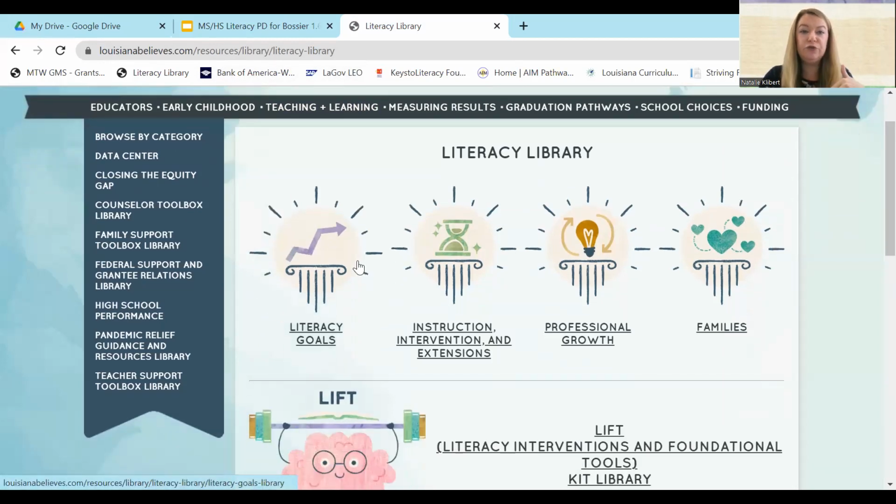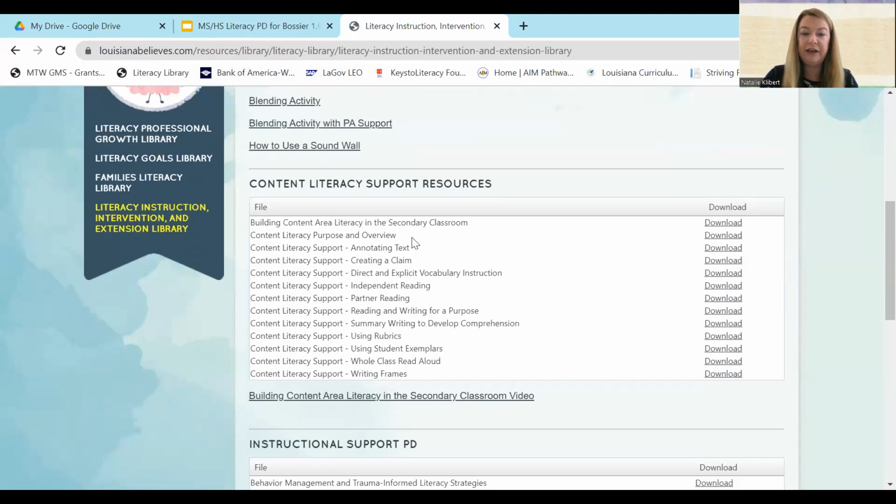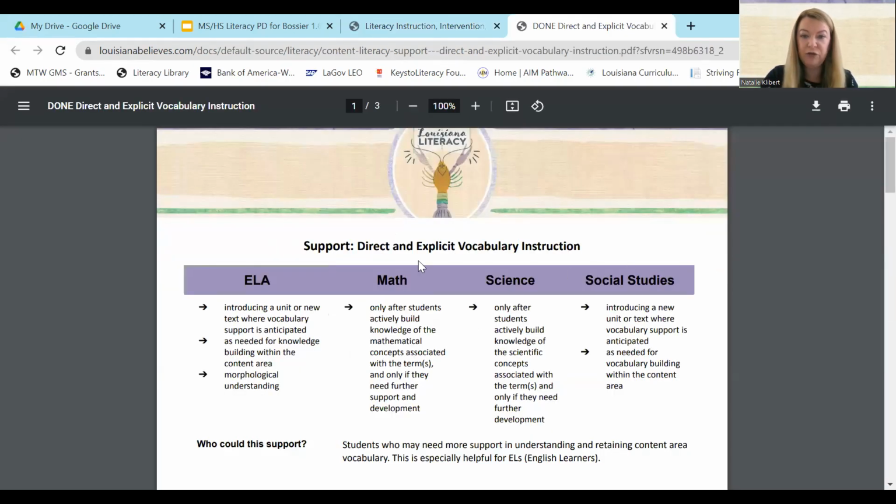But all of our resources that I'm sharing with you today, the first one, the direct and explicit vocabulary instruction, can be found here in instruction, intervention, and extensions, the second pillar. And they're all here, all these different things. So direct and explicit vocab was here, but there's annotating, creating a claim, independent reading, partner reading, reading and writing for a purpose, summary writing to develop comprehension, using rubrics, using student exemplars, whole class read alouds, and writing frames. Okay, there's direct and explicit instruction on each and every one of these. This is what the direct and explicit vocab instruction looks like, the one that we used together already this morning.